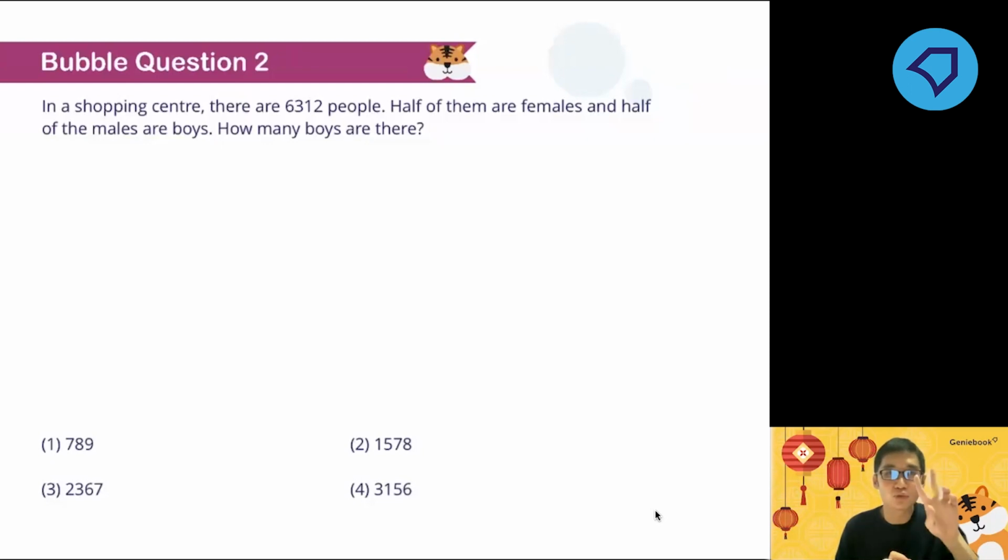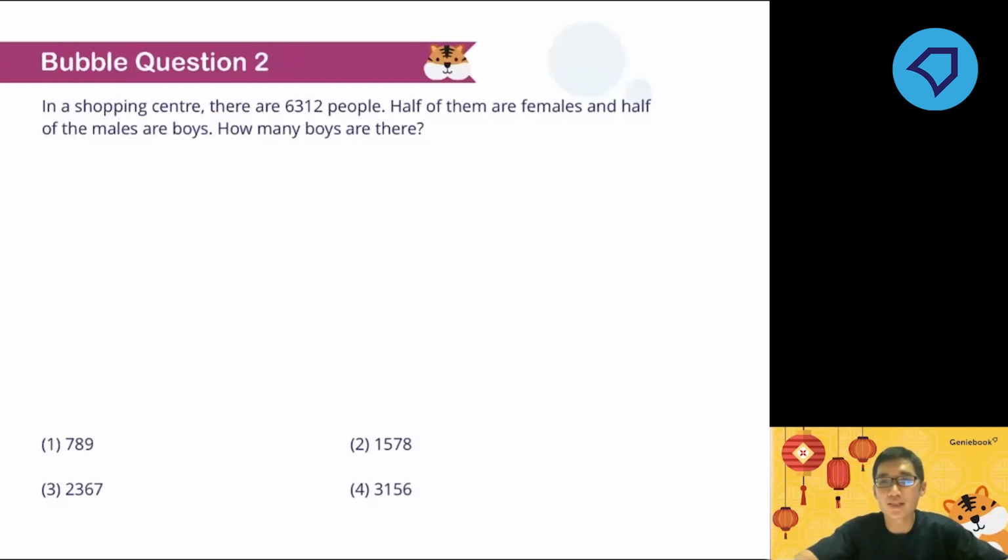Same thing again, 2 steps. First, find out the number of males in the shopping center. Next, using the number of males in the shopping center, find out the number of boys. With that clue, I will give you 1.5 minutes again. Anybody who thinks that you need more time, you can always let me know, because from the previous question, I think some of you didn't manage to complete your working. Okay, so your 1.5 minutes begins now.